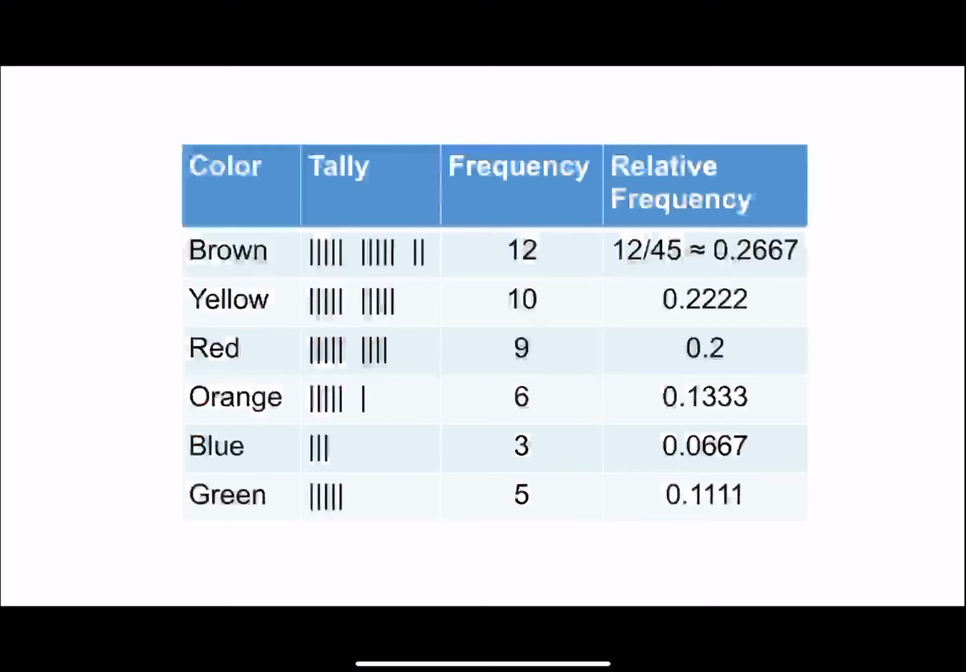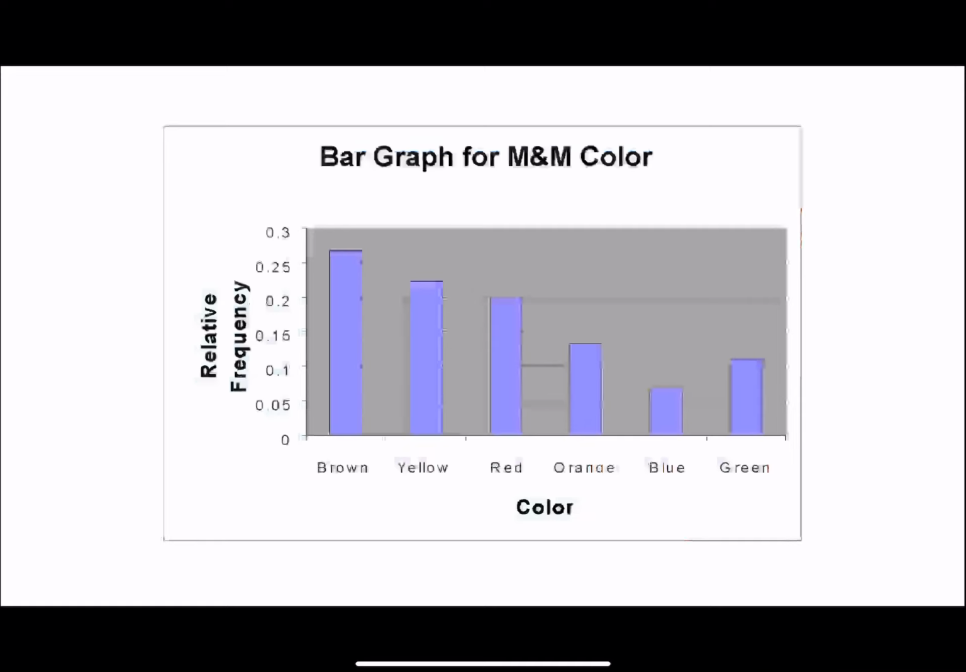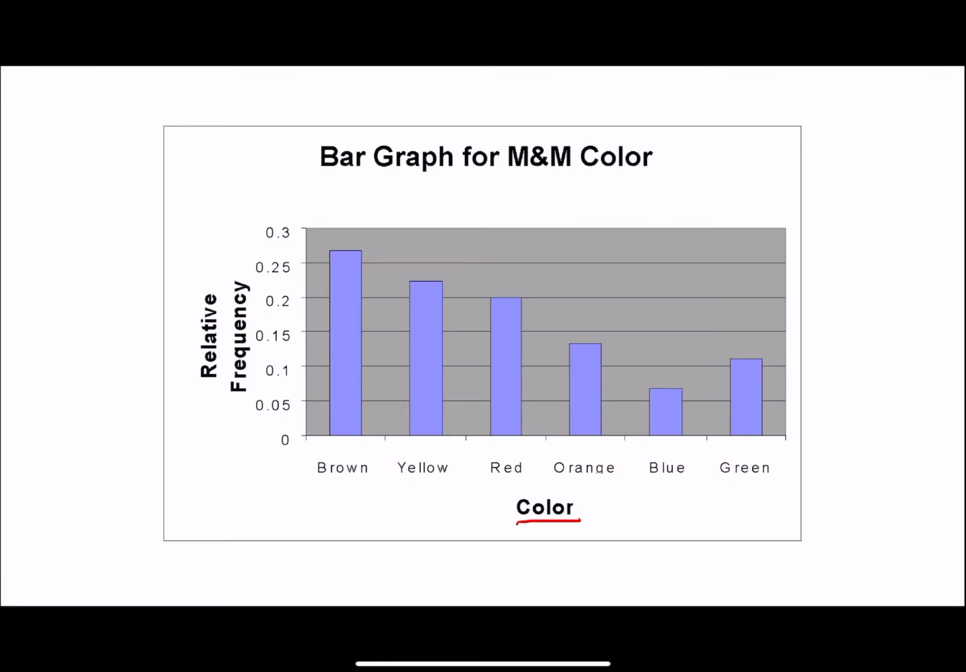So now let's look at our relative frequency table. We are going to be using the relative frequency now as our y-axis. So take a look here. The relative frequency is along the side, is now my y-axis. Make sure when you create these bar graphs that you are labeling your x and y-axis and you are giving it a title. This is very important. You need to have a title. You need to label those x and y-axes.